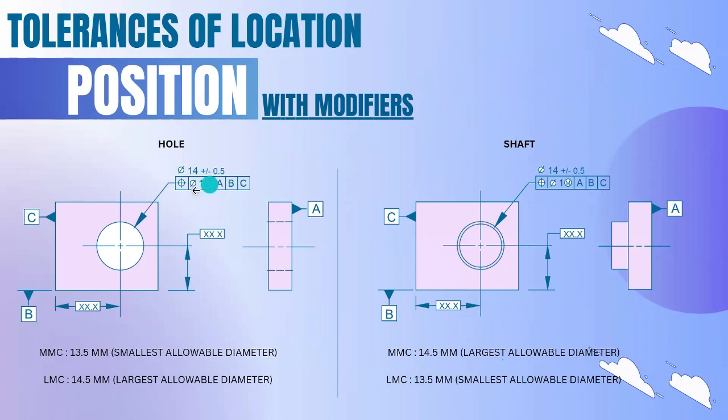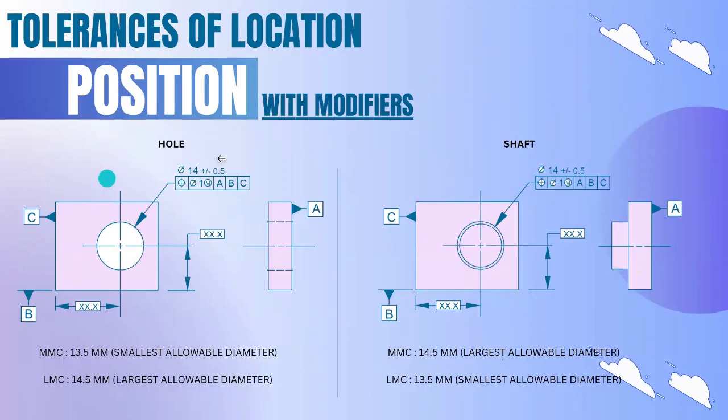So they will mention MMC or LMC. If MMC, they will mention M here, or if LMC, they will mention L. So first we have to know, for a hole and shaft, what is MMC and what is LMC. MMC is the condition where the material will be maximum. LMC is the condition where the material will be least. This is the key point.